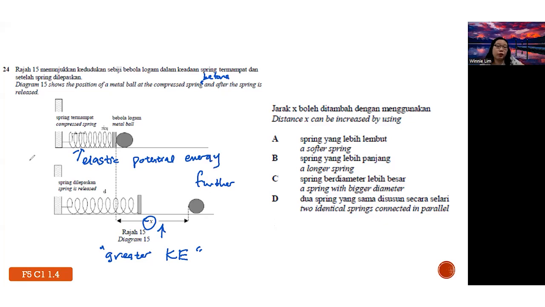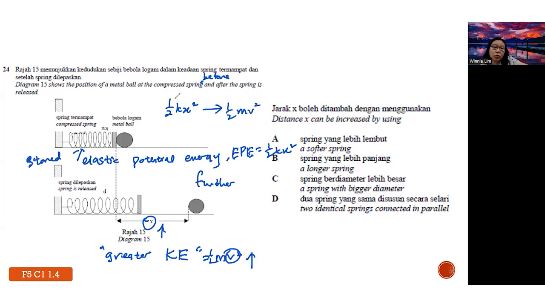And this energy has to be greater as well. You store. So what is the formula for this? In short form, EPE is half kx squared. And then this one, you want it further, right? Kinetic energy is half mv squared. You want this one higher, speed faster, right? You want to convert half kx squared to half mv squared. So therefore, the spring constant, K, has to be higher.